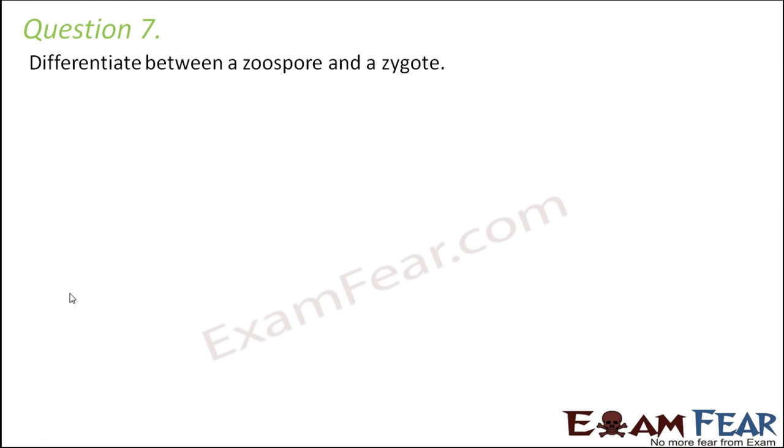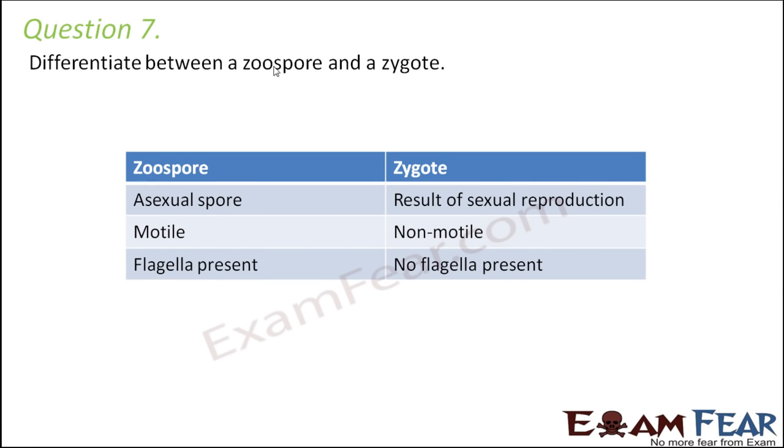Let us look at question number 7. Differentiate between a zoospore and a zygote. Now the names look quite similar, but they are two different entities. So when you talk about zoospore, you are talking about asexual reproduction because these are a type of spores which help in asexual reproduction. Whereas when you talk about zygote, it is the result of sexual reproduction. That is, when fertilization takes place between male gamete and female gamete, zygote is formed.